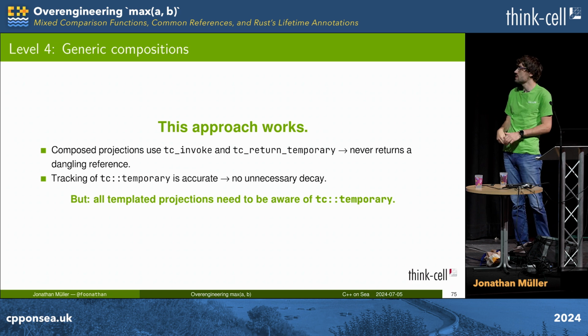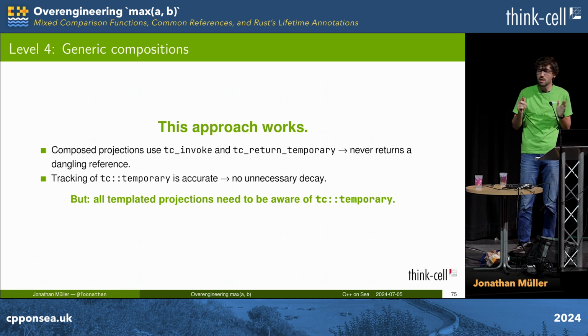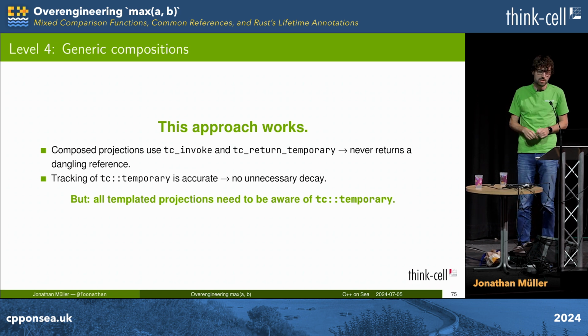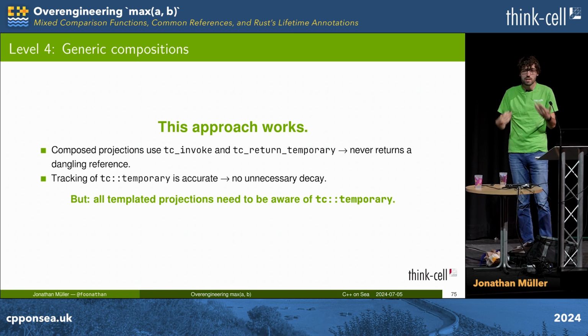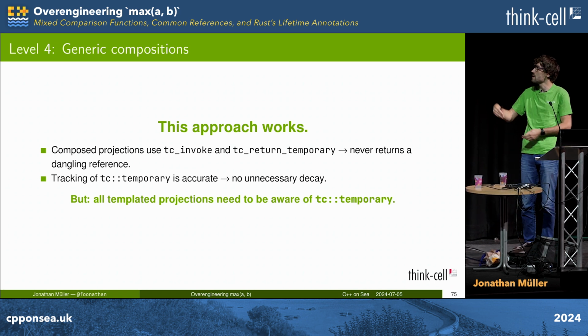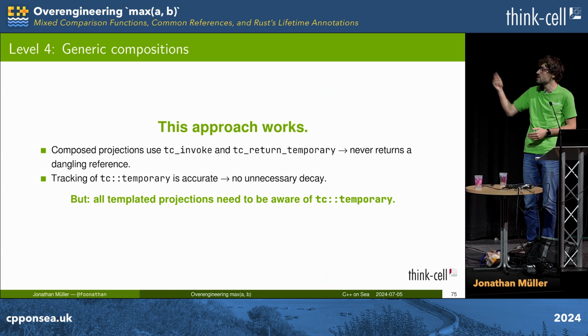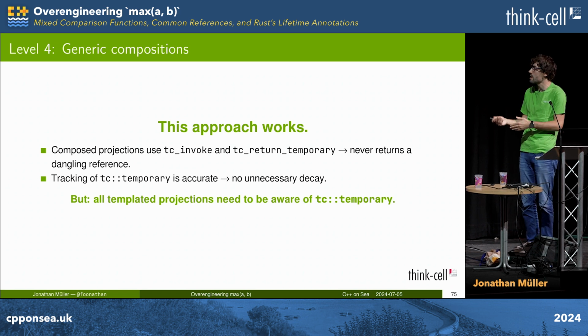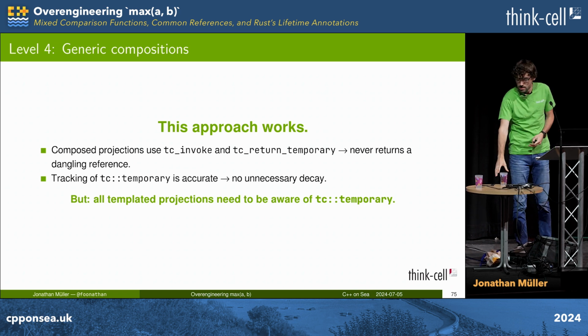The consequence, of course, is that all templated projections need to be aware of TC temporary, which is a bit annoying. But, you know, it works. And we could implement clamp that way by using return temporary together with PR-value as reference to do the appropriate logic. It just works in a generic way. We don't need to know anything about the functions and how they behave, whether we return both arguments or none. Questions?